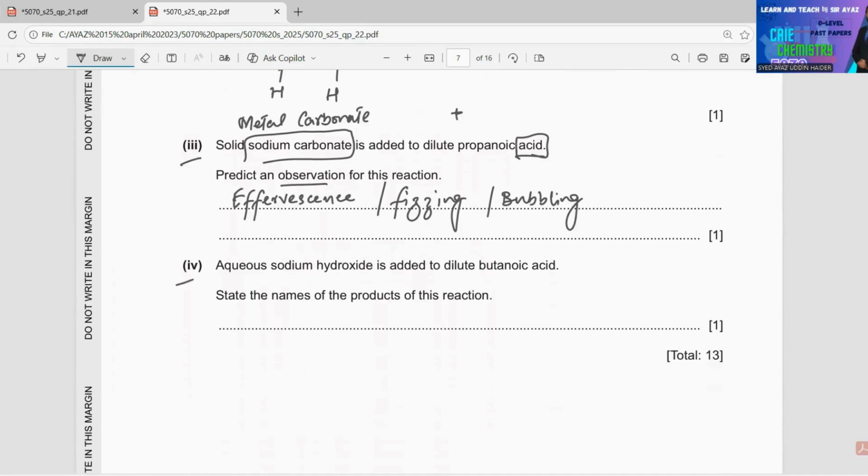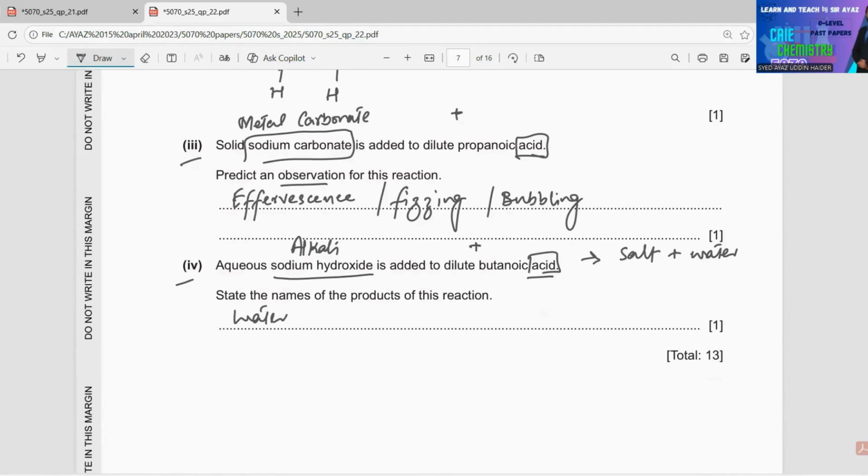Part 4. Aqueous sodium hydroxide is added to dilute butanoic acid. State the names of the products of this reaction. Now this one is an alkali, and this one is an acid. What do you get when you react acid with alkali? You will get salt plus water. So one of the products must be water. What about the salt?